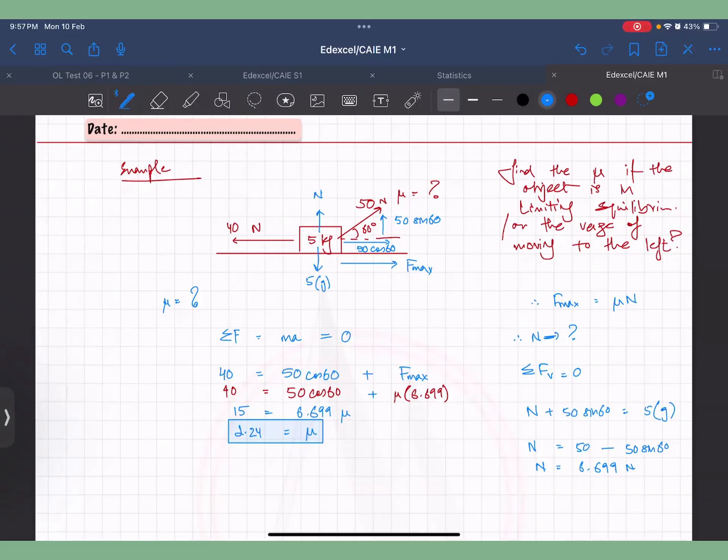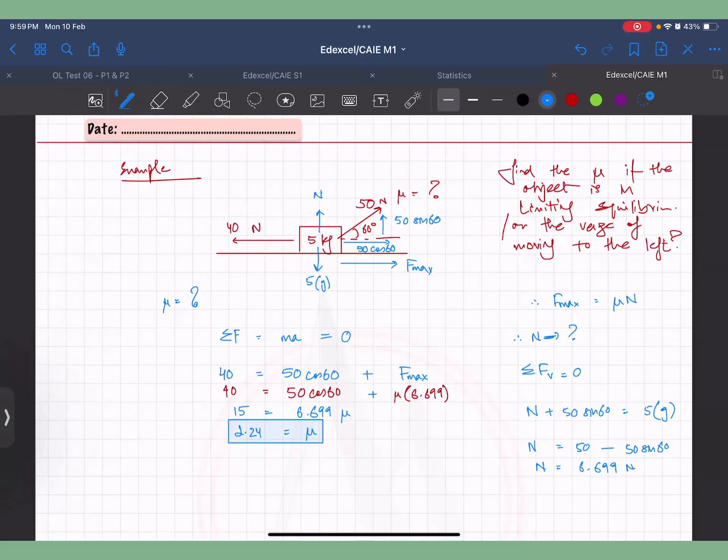This is a question for limit equilibrium. This is how you would do it. The resultant force is 0 when it is limit equilibrium. And the direction of the limit equilibrium was on the left side, so the friction we kept on the right side, because the object was on the verge of moving to the left. So friction is on the right side, which is stopping it from moving to the left.